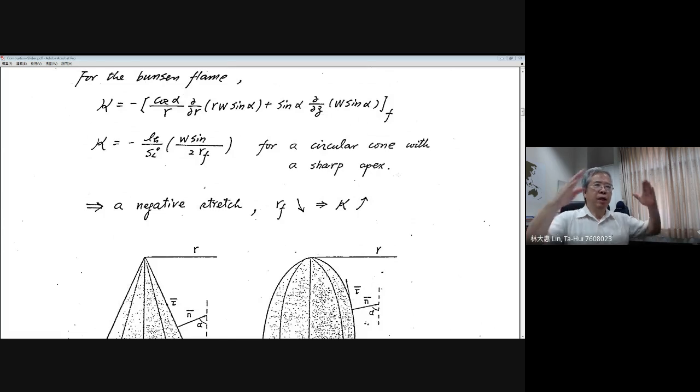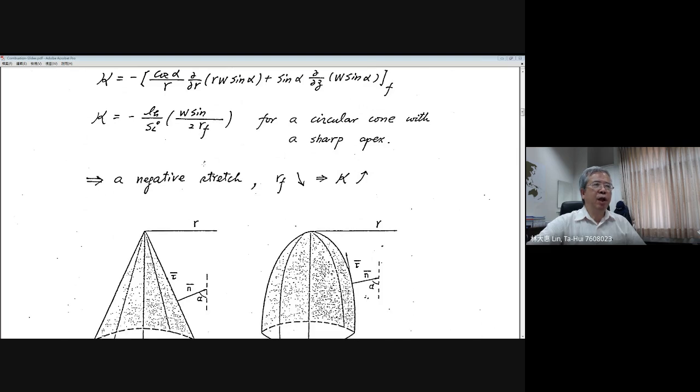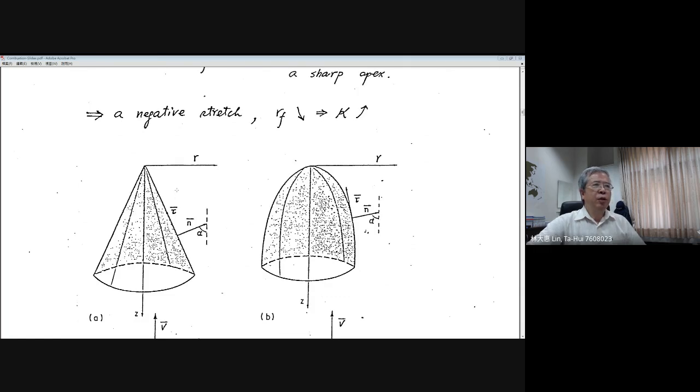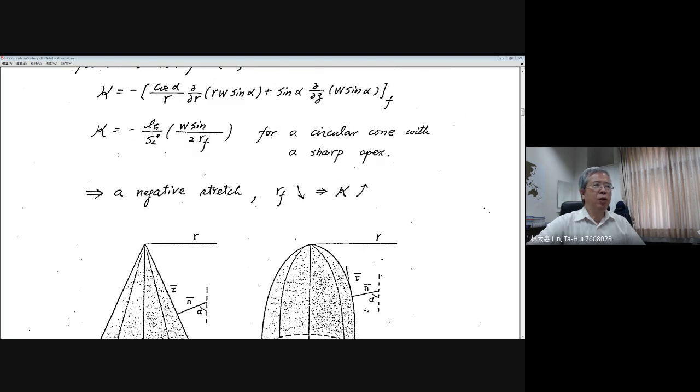That means it has a perfect cone shape. And you can figure out as alpha is reduced, what is the meaning of alpha reduced? Alpha reduced means you are moving along the flame surface in the axial direction. In the axial direction, you will see R_F continually reduced. When you have a smaller R_F, that means you have a larger Karlovitz number. That means the strength of compression, or the strength of negative stretch, becomes stronger and stronger.